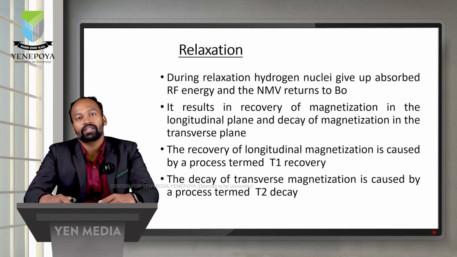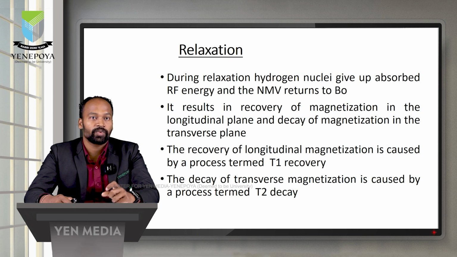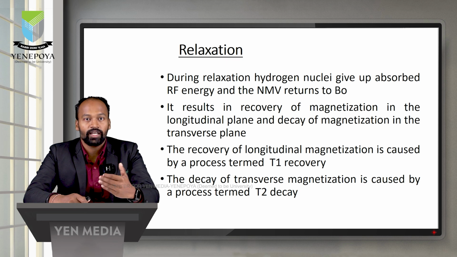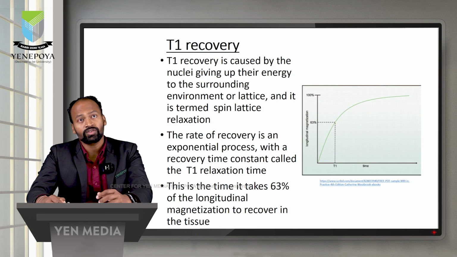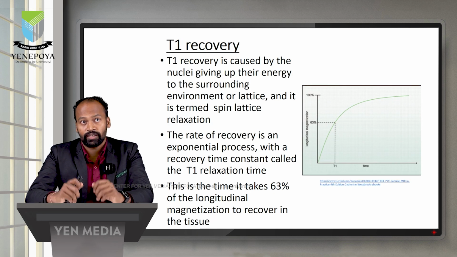The recovery of longitudinal magnetization is caused by the process termed T1 recovery. The decay of the transverse magnetization is caused by the process termed T2 decay. So, coming towards the T1 recovery.